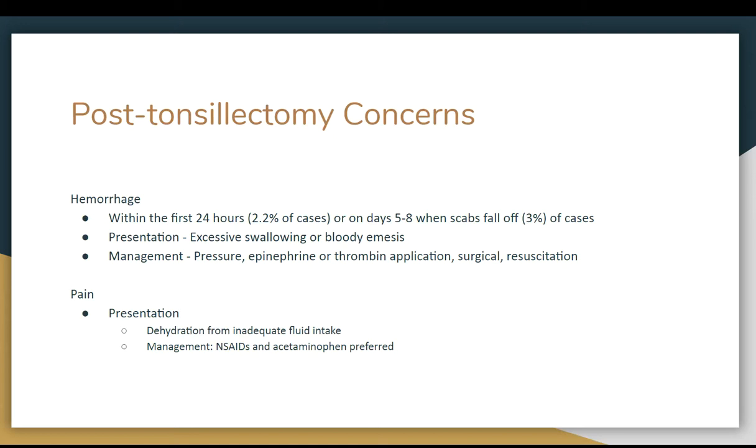So if we see bleeding after tonsillectomy, we want to make sure that we're applying pressure. Epinephrine and thrombin can be applied. Surgical management may be required, and these patients may need to be resuscitated if the bleeding is concerning.